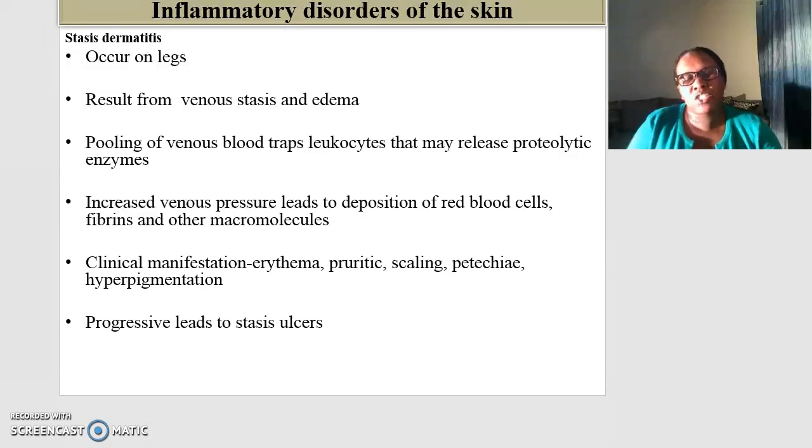Stasis dermatitis. These occur more on the legs, result from venous insufficiency and edema. Pooling of venous blood traps leukocytes that may release proteolytic enzymes. Increased venous pressure leads to deposition of red blood cells, fibrins, and other macromolecules. Clinical manifestations include erythema, pruritus, scaling, petechiae, and hyperpigmentation. Progression will lead to stasis ulcers.